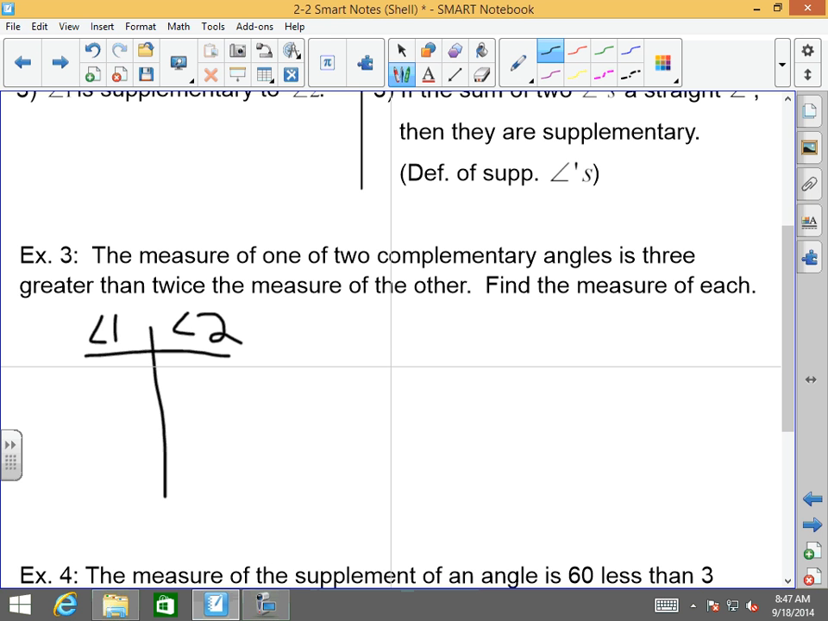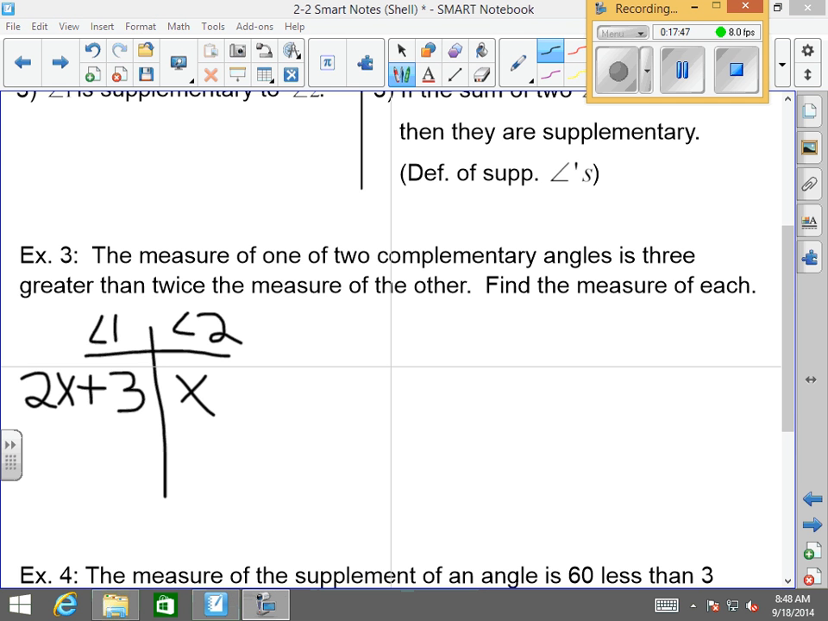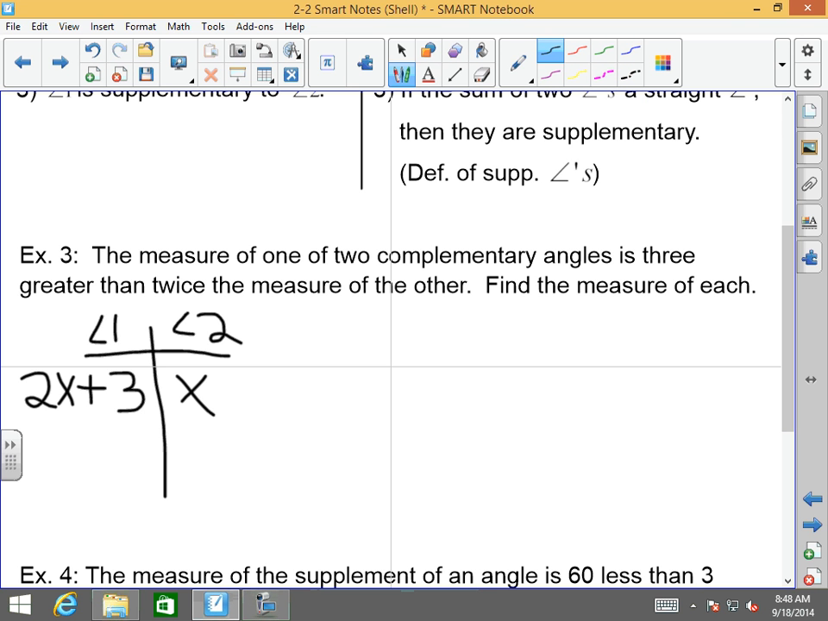What do we know nothing about? Angle 2. So what would we call angle 2? What do we know about the measure of the first angle? It's 3 greater than twice the measure of the other angle. So 3 greater than twice the measure of the other angle, 2x plus 3. Is that correct? Okay, thank you, guys. Apologize about that. So angle 1 is 2x plus 3, angle 2 is x.